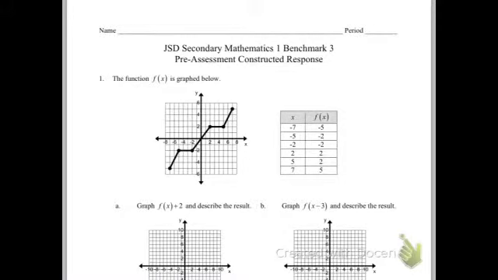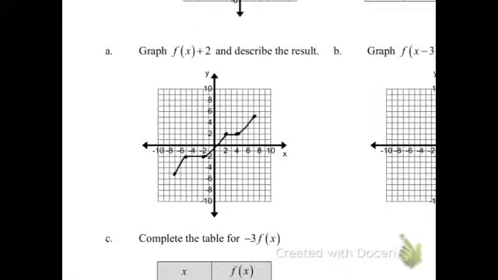Alright, time for the solutions for the benchmark 3 constructed response practice. This is all like none of that multiple choice stuff. You gotta actually put the work down on this to get the points. Anyway, the front page is all just transforming graphs, well, transforming functions.